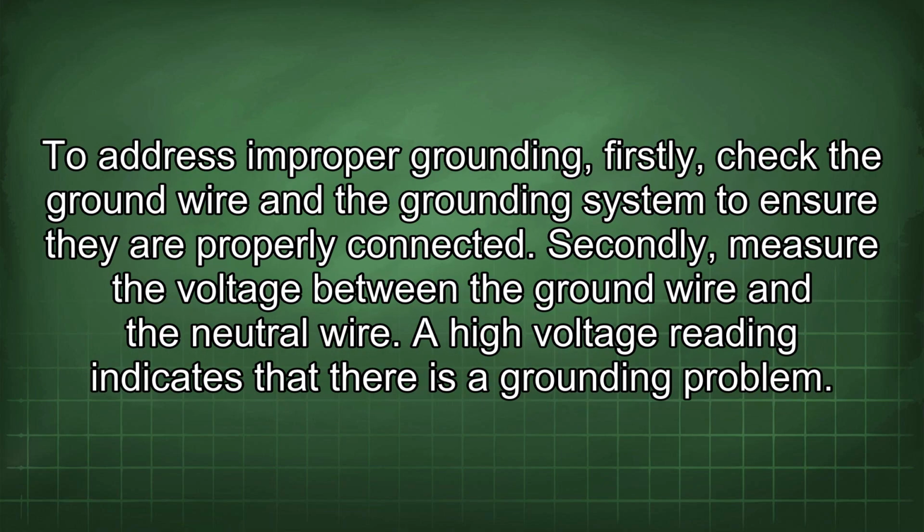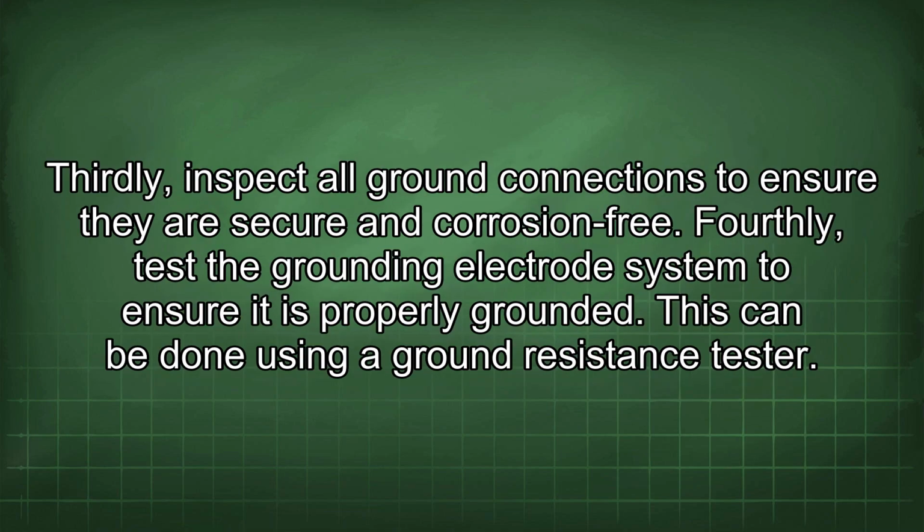To address improper grounding, firstly, check the ground wire and the grounding system to ensure they are properly connected. Secondly, measure the voltage between the ground wire and the neutral wire. A high voltage reading indicates that there is a grounding problem. Thirdly, inspect all ground connections to ensure they are secure and corrosion-free.